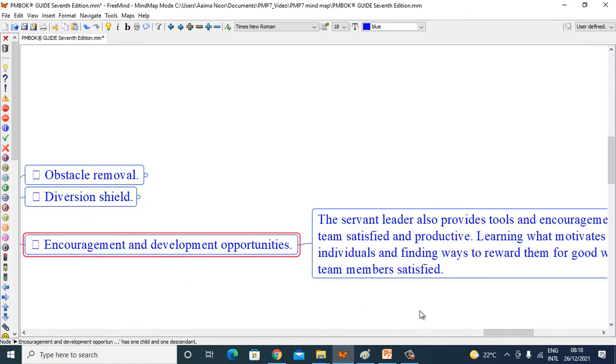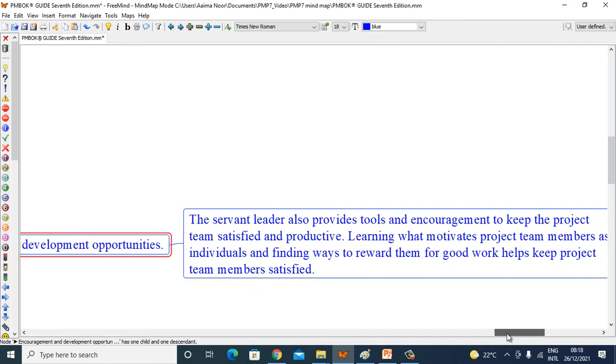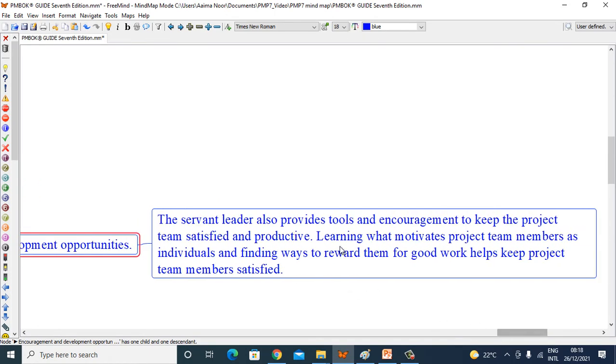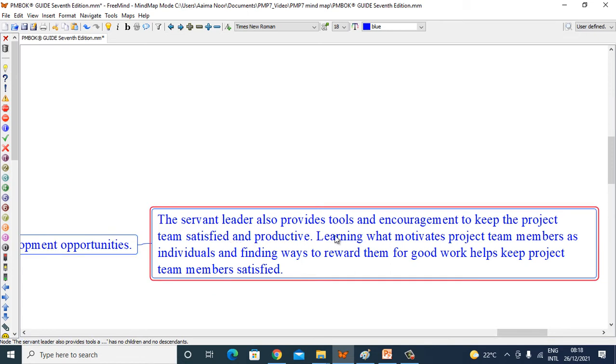Encouragement and development opportunities. The servant leader also provides tools and encouragement to keep the project team satisfied and productive. Learning what motivates project team members as individuals and finding ways to reward them for good work helps keep project team members satisfied.